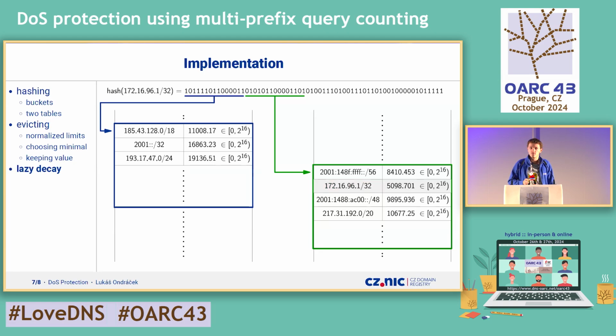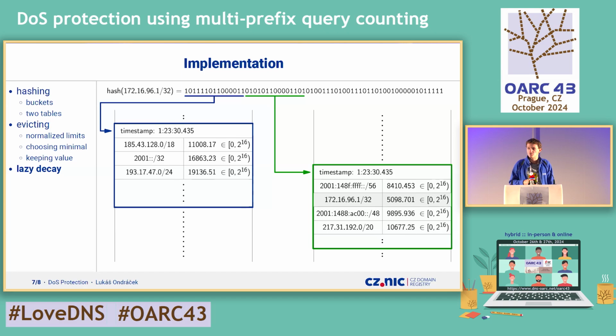Now another thing we want is to perform the decay of the value. So we want to multiply each value by a constant each millisecond. We will not do it each millisecond. Instead, we store a timestamp in each bucket, and every time we access the bucket, we perform the decay on all values there according to the difference of the current time and the timestamp, and we update the timestamp.